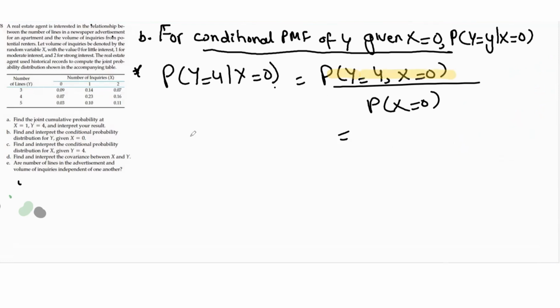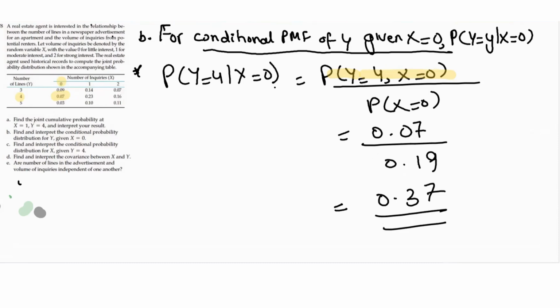a joint probability of x and y, which you can directly read from the joint PMF of x and y. So this is y is 4 and this is x is 0. Keep in mind the joint PMF gives us the probabilities y is y and x is x, right? So the probability y is 4 and x is 0 is 0.07, and the probability x is equal to 0 we just found in the previous part, when we were finding the probability y is given x is 0, as 0.19. So it turns out to be 0.37, right?